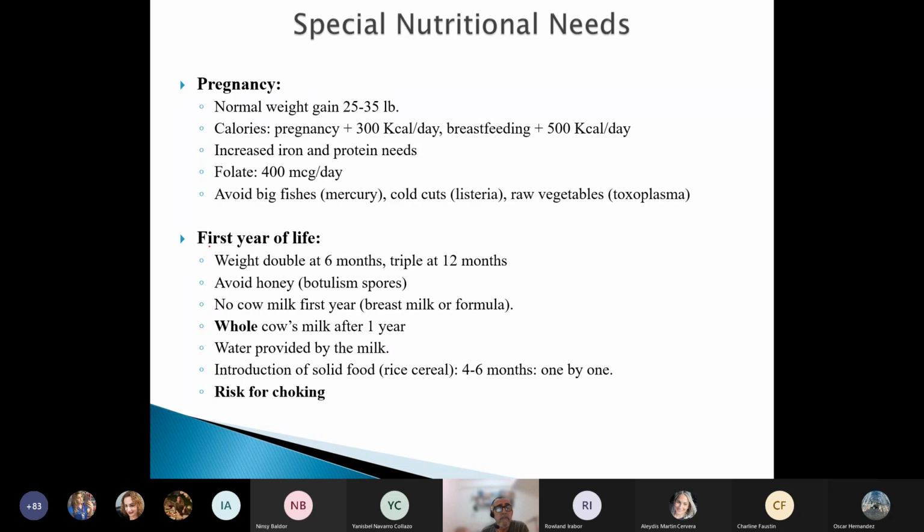In the first years of life, don't forget that the baby will double their weight in 6 months. It's tested in many ways. So if they tell you that the baby was born with 8 pounds, you expect at 6 months at least 16 pounds. If they come with a baby of 14 pounds, then you say failure to thrive, failure to grow, there is a problem here.